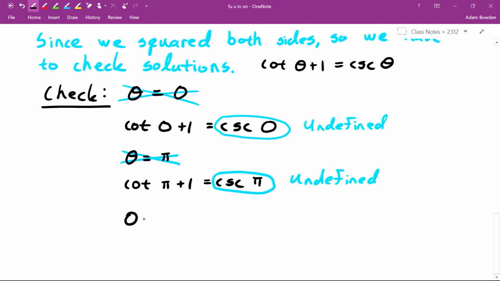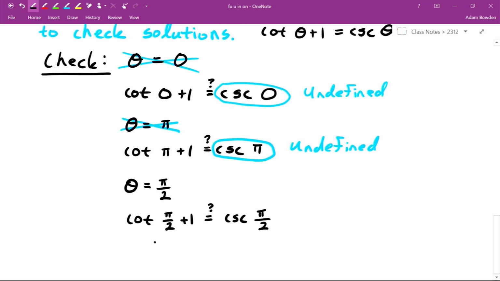Now if we go through and check theta equals pi over 2, cotan pi over 2 plus 1, we're checking to see is that equal to cosecant pi over 2. Well, in this case, cotan pi over 2 is equal to 0, 0 plus 1, and cosecant pi over 2 is also equal to 1. So this is 1 equals 1. It checks out.